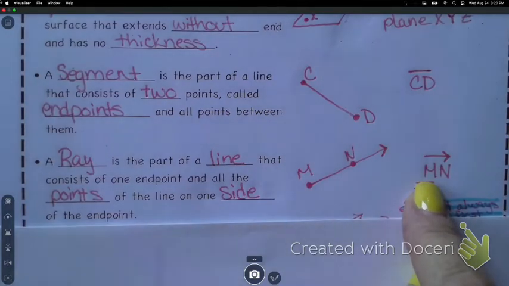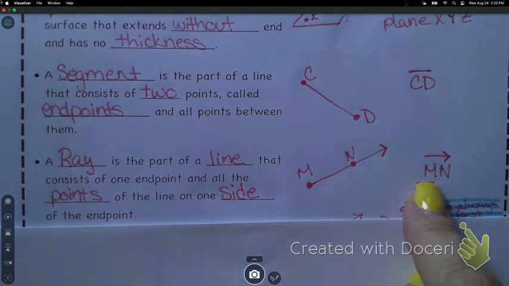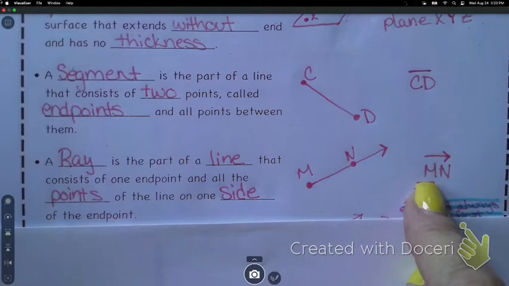A ray. Now I'm going to tell you, I have never seen anyone in a book or a lecture point the arrow to the left. We move from what way to what way? Left to right. So this is in alphabetical order because the vertex was M, and I should have made it N. Because what always comes first is the endpoint.